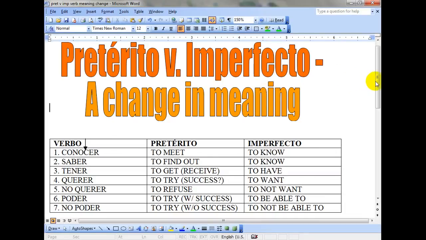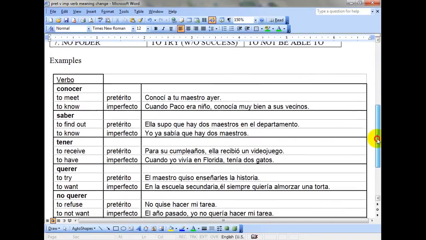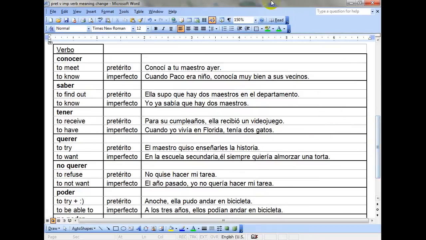I'm going to give you some examples of each right now, so you can see how they work, and you'll see the different meanings as we go along. So the first verb, conocer, for to meet in the preterite. These are some examples here. Conocí a tu maestro ayer. I met your teacher yesterday. And then in the imperfect, it means to know. Cuando Paco era niño, conocía muy bien a sus vecinos. So when Paco was a kid, he knew his neighbors really well.